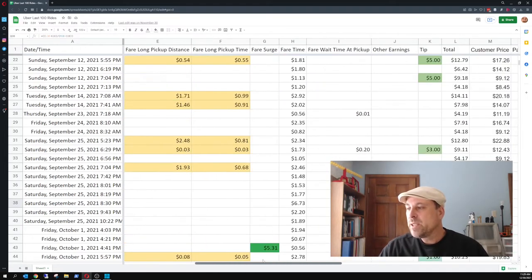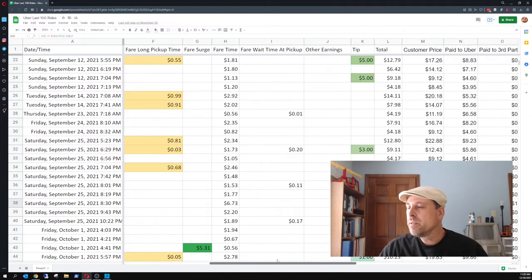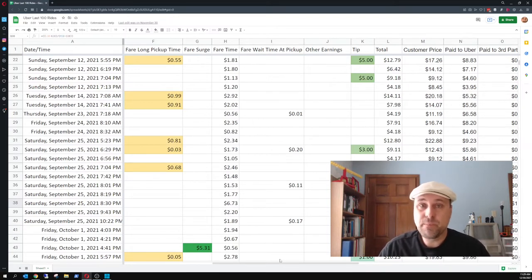So it's really kind of all over the board when it comes to what percentage. There's no rhyme or reason, it appears to me, and maybe I would need more analysis to determine this, but there appears to be no rhyme or reason as to how Uber splits what you're getting.